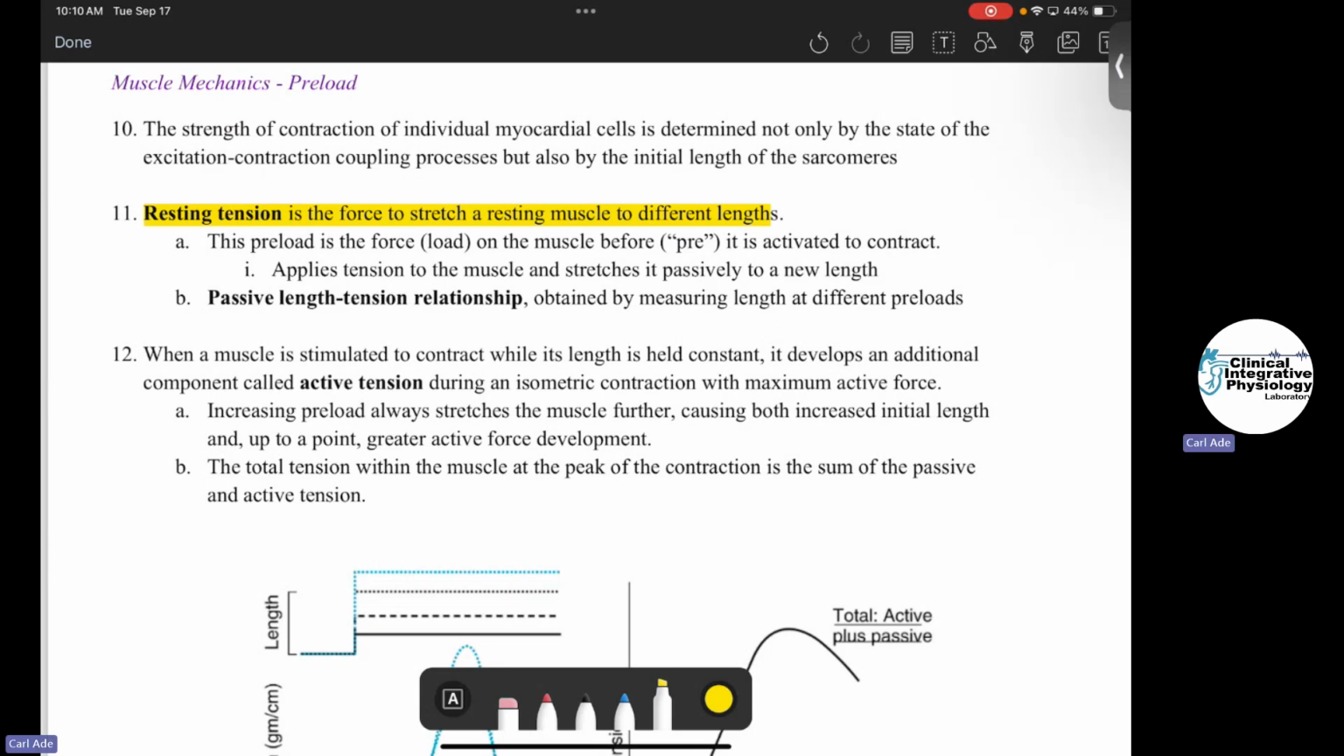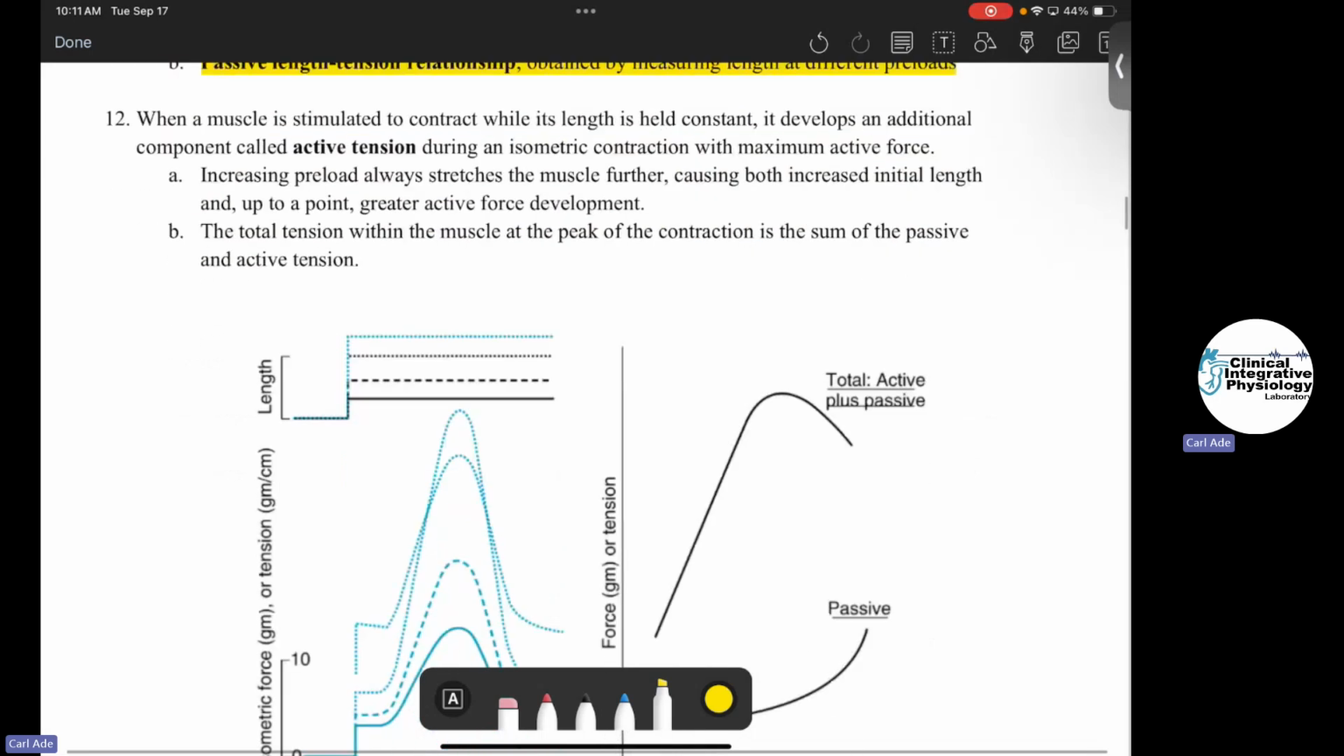This is preload. This preload force is what we're putting on it before it's activated. That's where the term pre comes from. So it's the tension on the muscle, and we're passively stretching it. And this gives us what's referred to as the passive length tension relationship. We just measure the force produced as we stretch it. Let's go down to my figure and talk about this resting tension a little bit.